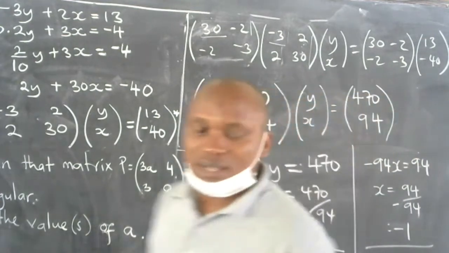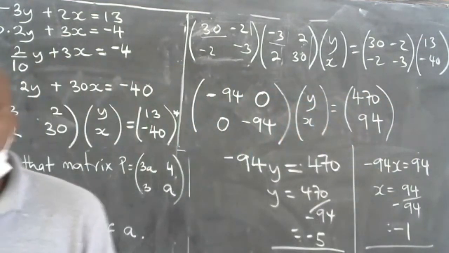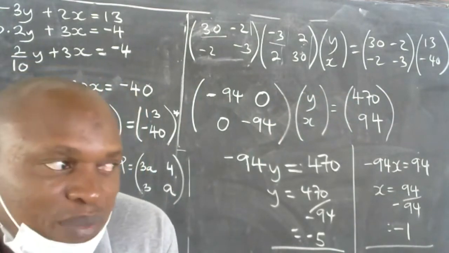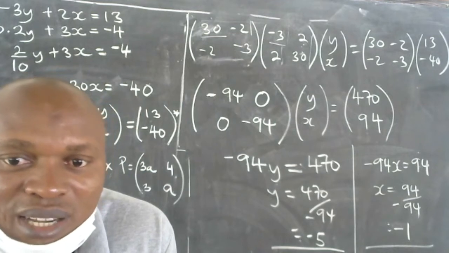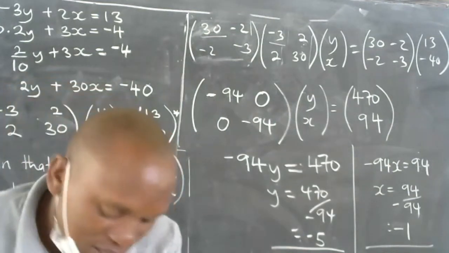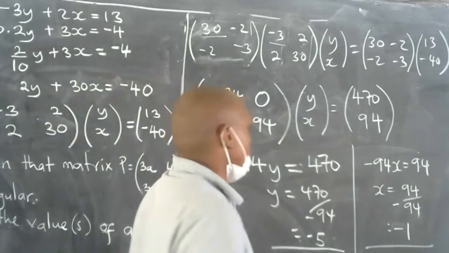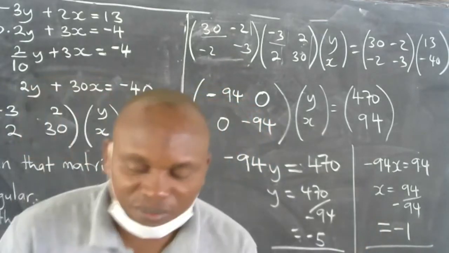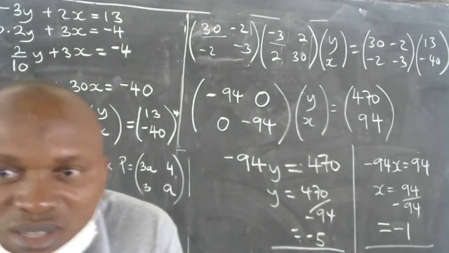So x is negative 1 and y is negative 5. I had people telling me those answers, but I think some of you must have interchanged. What you called your x was your y, and what was your y was the x. I hope you have understood how we have worked out this question.